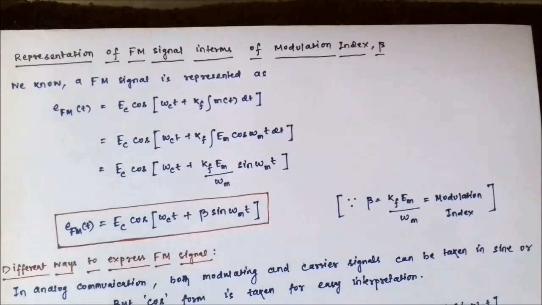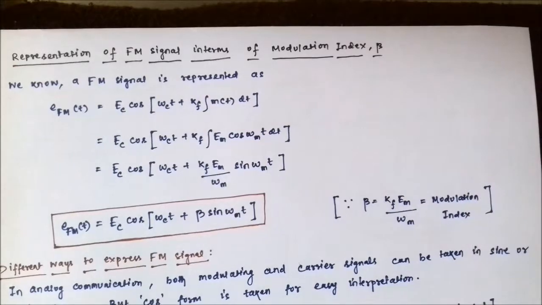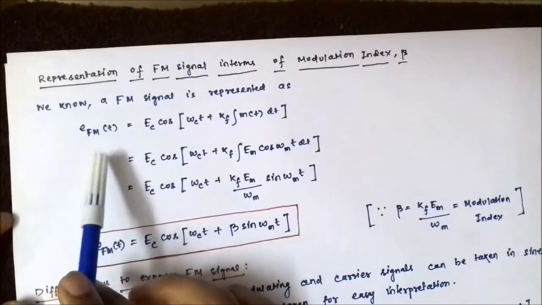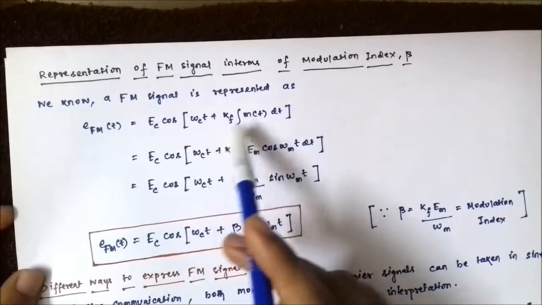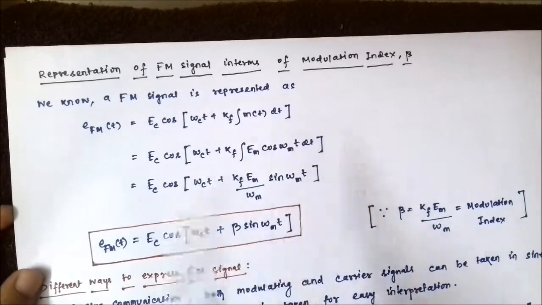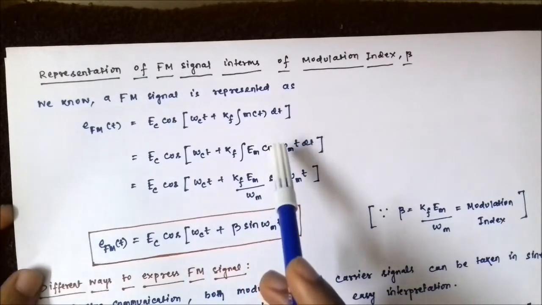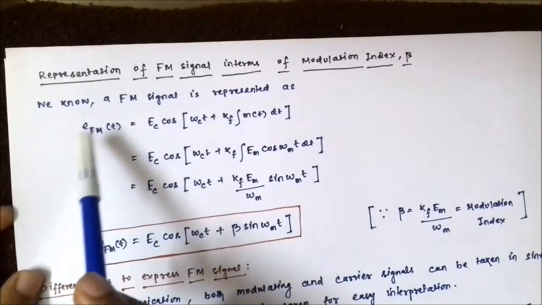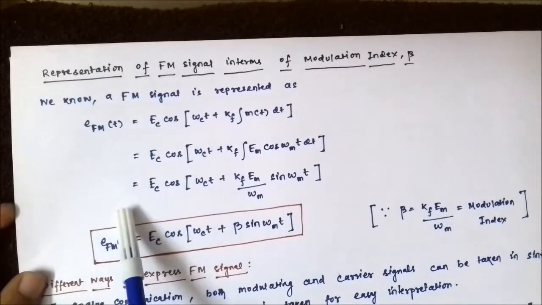Next is the representation of a frequency modulated signal waveform in terms of modulation index, beta. We know that we represent a frequency modulated signal as Ec cos of omega c t plus kf integration of m(t) dt, which we discussed in the first video related to frequency modulation, where we derived the mathematical expression for a frequency modulated signal. You can check out that video.